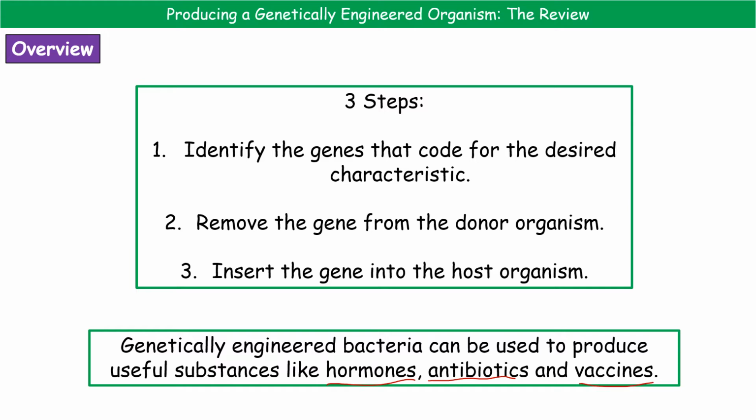And the key thing that we need to know is how we do this. And there are 3 main steps to remember. So step 1 is we're going to identify the genes that code for that particular characteristic. Step 2, we need to remove that gene from the donor organism. And step 3, insert the gene into the host organism. So that's the kind of brief overview, if you like, of those 3 key steps.